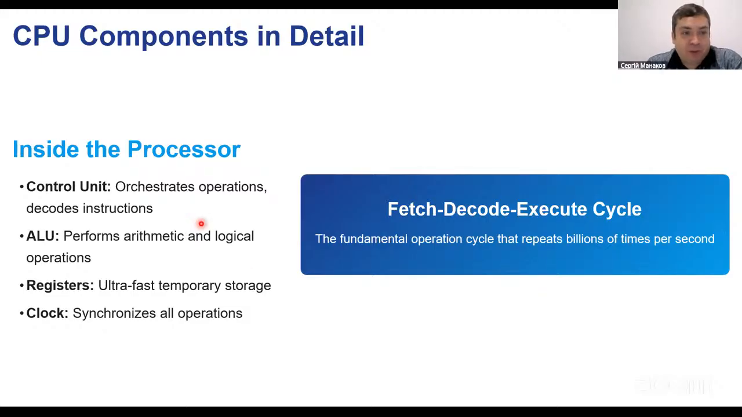So inside the processor, we have the so-called control unit that orchestrates all operations and decodes the instructions. The ALU, the arithmetic logic unit, performs arithmetic and logical operations. A set of registers, which are ultra-fast temporary storage cells, and the clock, or clock generator, which synchronizes all operations. It is like a heartbeat of our CPU.